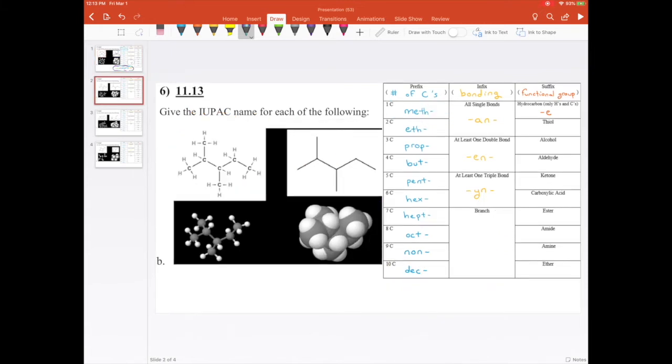Here it says to give the IUPAC name for the alkane below. And so the first thing we want to do is to find the parent chain or the backbone. That's the longest carbon chain you can find without lifting up your pencil or going backwards. So for example, you could have 1, 2, 3, 4, 5. You could have 1, 2, 3, 4. You could have 1, 2, 3.